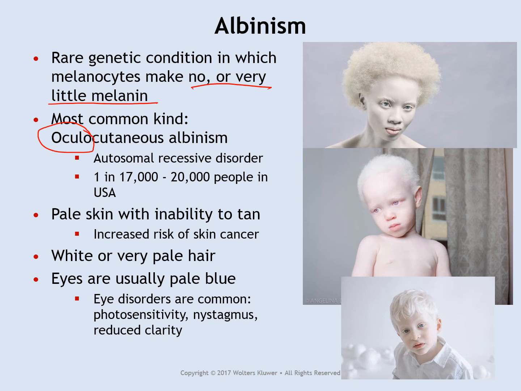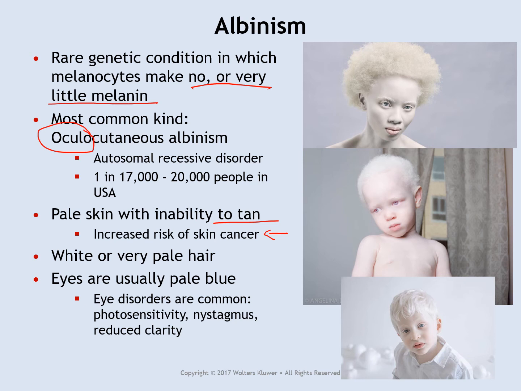Your patient with albinism will have very pale skin, and they won't be able to tan because they don't make any melanin, which means that they're really susceptible to sunburns and incredibly susceptible to skin cancer. So when your patient with albinism comes in, they will come in covered from head to toe, long sleeves, long pants, hat, sunglasses, slathered in sunscreen, trying to keep from burning underneath the sun.